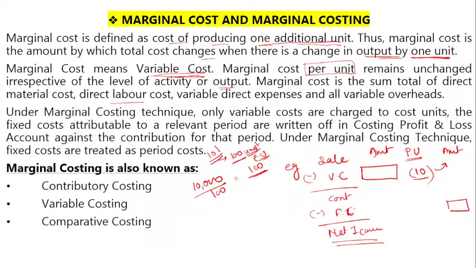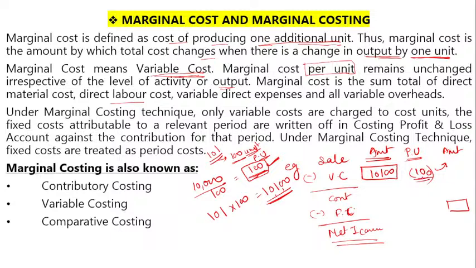In that case, how do we calculate the variable or marginal cost? That is 101 multiplied by 100. We are not changing the per unit cost. The company is not changing the cost per unit. They are changing the total amount, which is 10,100. So this is a total amount, and there is no change in the per unit cost.